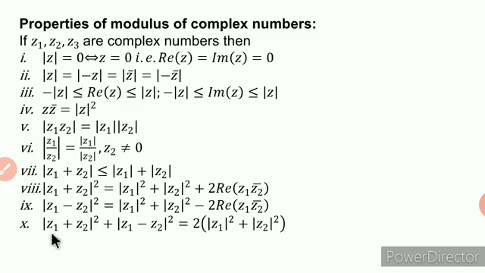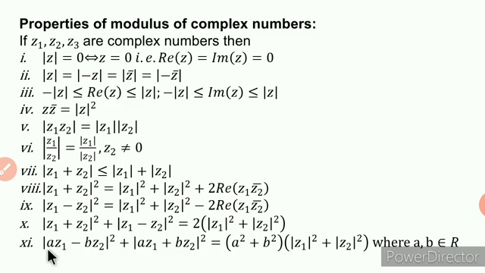Property number 10. Mod z1 plus z2 square plus mod z1 minus z2 square is equal to 2 times mod z1 square plus mod z2 square. Property number 11. Mod a z1 minus b z2 square plus mod a z1 plus b z2 square is equal to a square plus b square into mod z1 square plus mod z2 square, where a, b belong to real numbers.